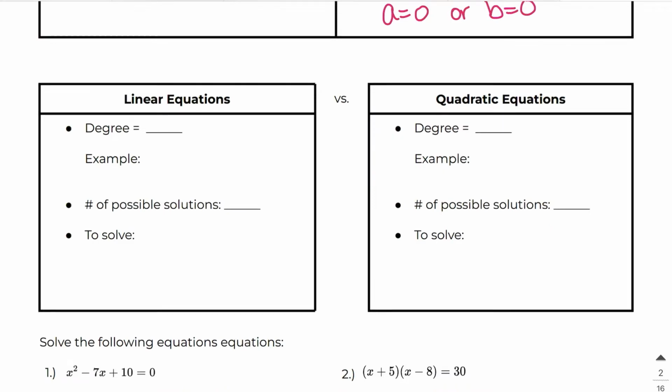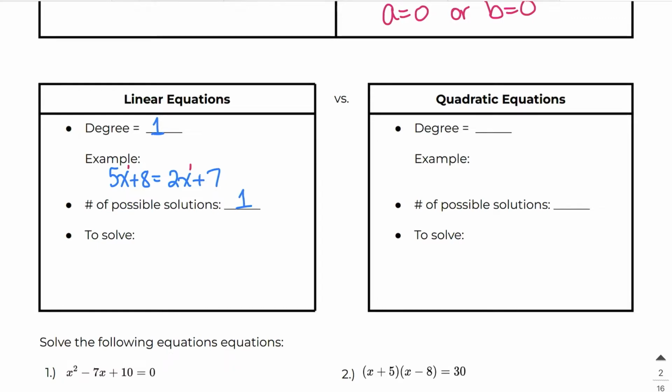So now we need to talk about the difference between linear and quadratic equations. So a linear equation is an equation with a degree of 1. So an example would be like 5x plus 8 equals 2x plus 7. If you notice right here, this is all to the power of 1. That's the highest exponent. And when we solve this, the number of possible solutions we can get is 1.